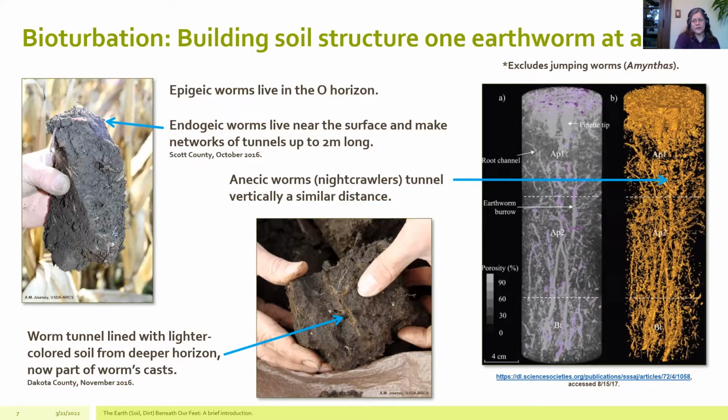If you look down in the center, you'll see an area of slightly lighter soil surrounded by darker soil. That was an earthworm tunnel vertically coming up from a lighter colored horizon, one of those B horizons, sandier looking, into an A horizon on one of the farms that we looked at.